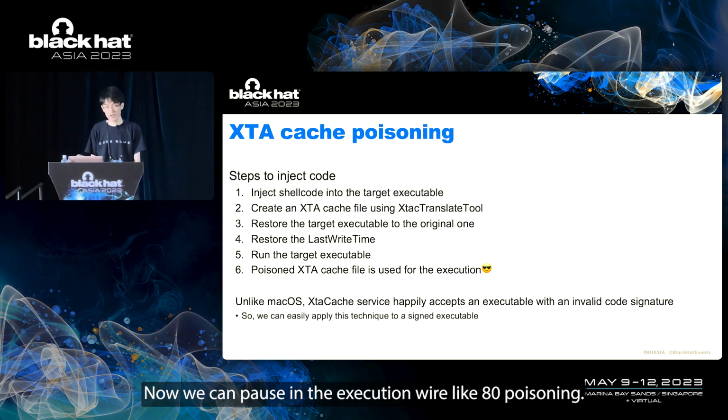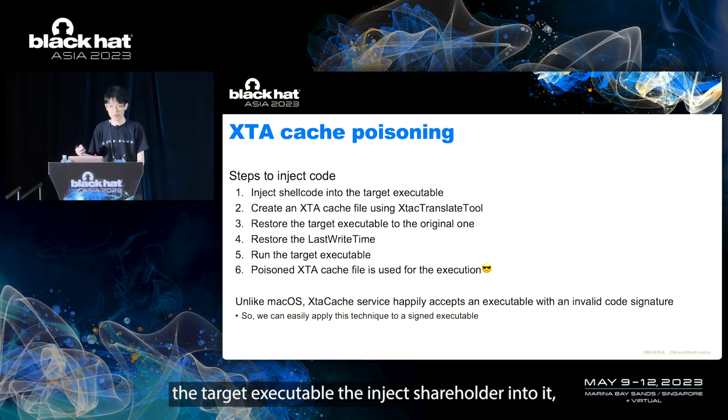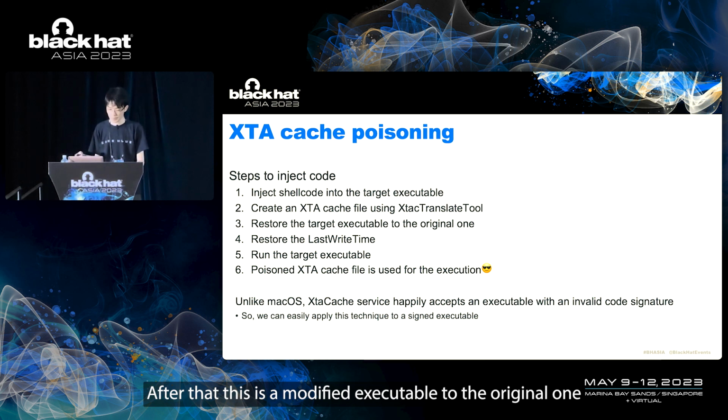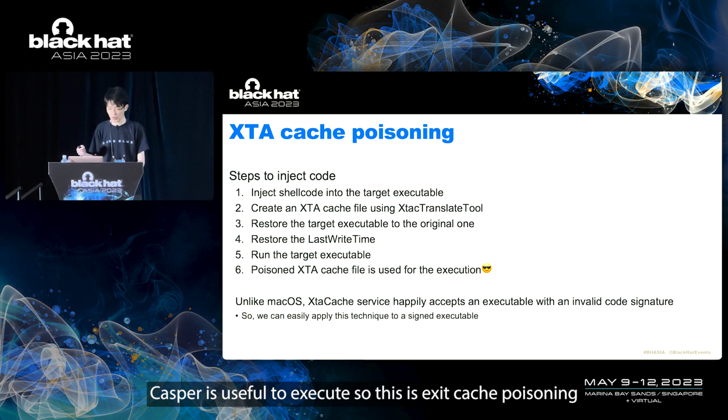Now we can poison the XTA cache file like AOT poisoning. So the steps to inject code are as follows. First, modify the target executable and inject shellcode into it. Then create an XTA cache file of it using the XTAC translate tool. After that, restore the modified executable to the original one, and restore also the last write time. Then run the target executable normally. Then the poisoned XTA cache file is used for the execution. This is XTA cache poisoning.